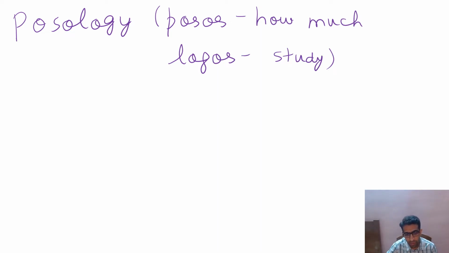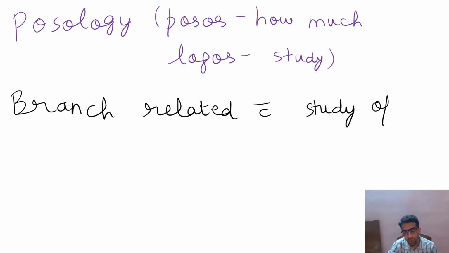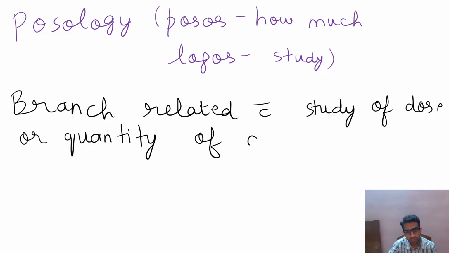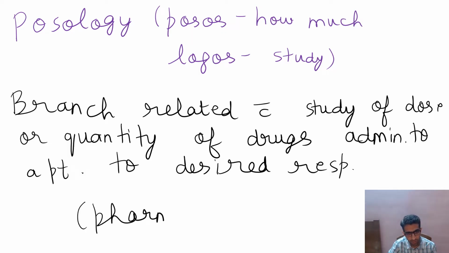So if I were to describe what posology exactly is, it is a branch which is related with the study of dose or quantity of drugs that can be administered to a patient to get a desired response. That is our main aim and objective, to get a desired response. That is the pharmacological action of a drug. Clear so far? Great. Any doubts? Please feel free to ask.